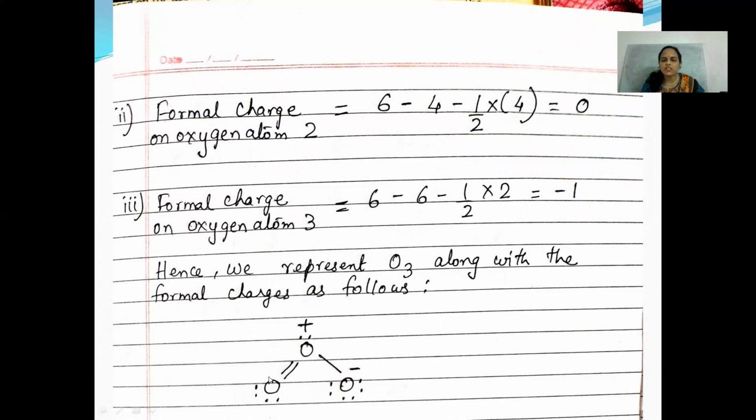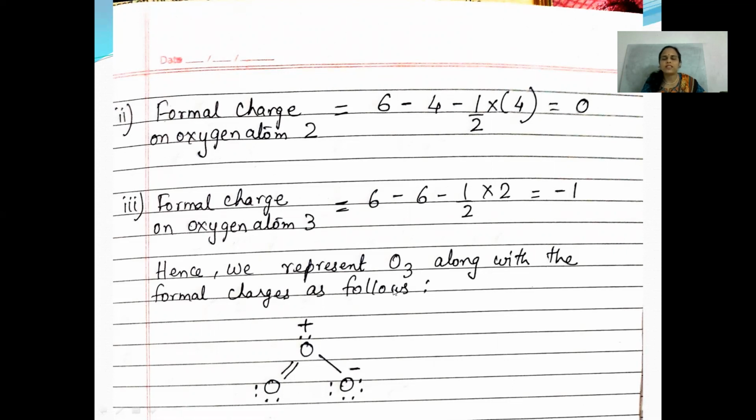Similarly, this was oxygen atom 1, the middle one. We'll calculate on oxygen atom 2, the lower one on the left hand side. So total valence electrons are 6. Non-bonding electrons, you can see 2 plus 2, 4, minus half the shared pair of electrons, 2 plus 2, 4. So this gives you the value 0 there. And formal charge on oxygen atom 3 is equal to total valence electrons 6 minus, you can see the non-bonding electrons 6, minus half into shared pair of electrons 2, and we get the value there as minus 1.